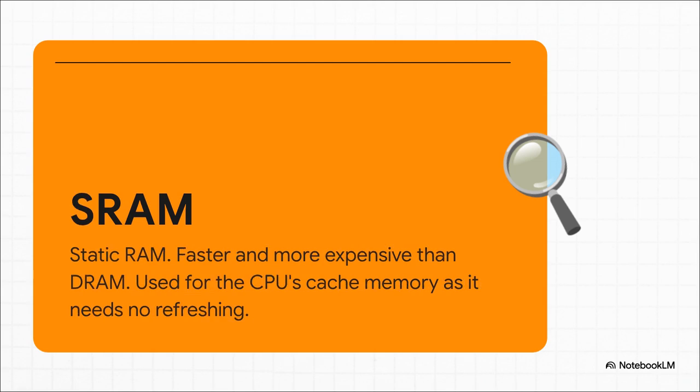Okay, so if DRAM is the big workbench, think of SRAM, or static RAM, as a small, super-organized tool tray sitting right next to the CPU. We call this CPU cache. It's way faster and way more expensive than DRAM, so you only get a tiny bit of it. But it holds the data the CPU needs right now, making everything feel incredibly snappy.